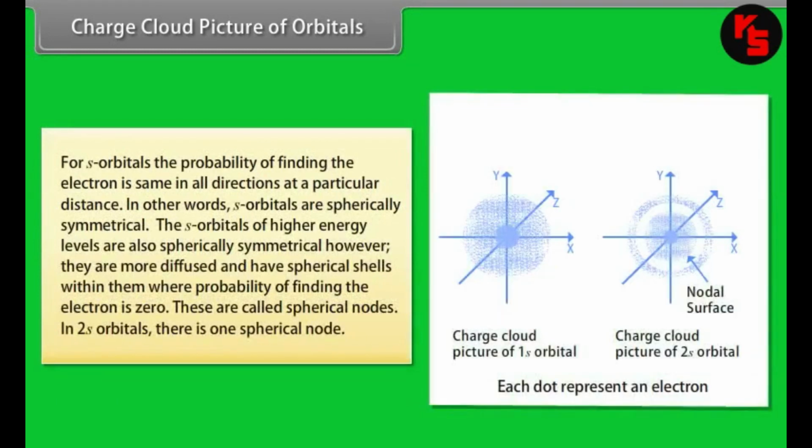Charge cloud picture of orbitals. For s orbitals, the probability of finding the electron is the same in all directions at a particular distance. In other words, s orbitals are spherically symmetrical. The s orbitals of higher energy levels are also spherically symmetrical; however, they are more diffused and have spherical shells within them where the probability of finding the electron is zero. These are called spherical nodes. In the 2s orbital, there is one spherical node.